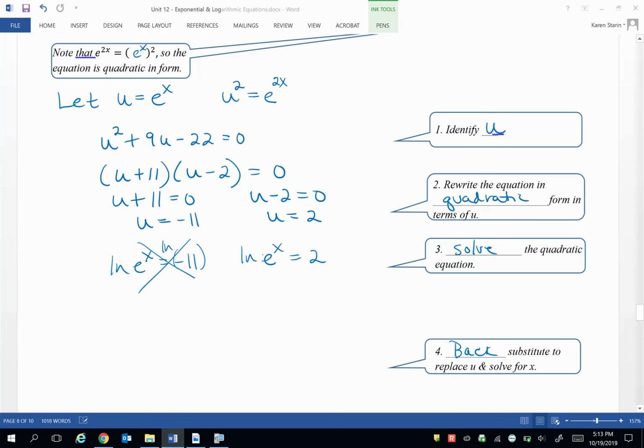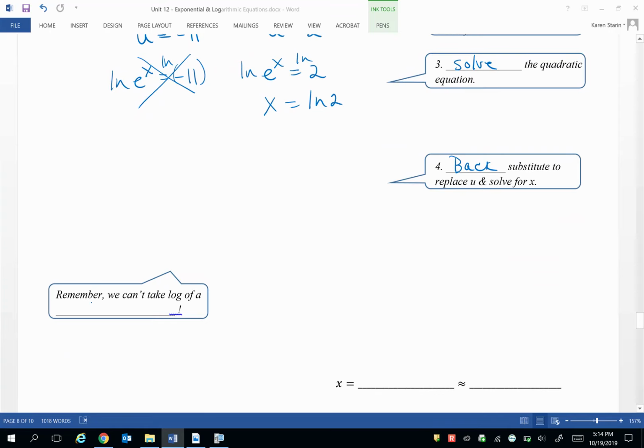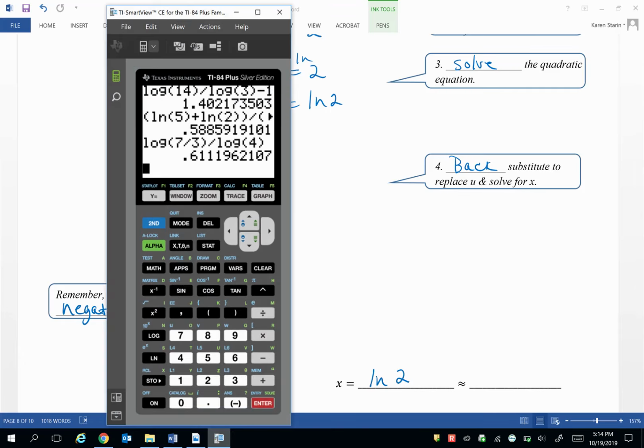But when we take the natural log of both sides of e to the x equals 2, well, the ln of e to the x is just x, and ln of 2 is some exact number, and that is the solution. So I already said it, but let's write it here. Remember, we can't take the log of a negative number. So the exact answer is ln of 2, which is approximately equal to 0.6931.